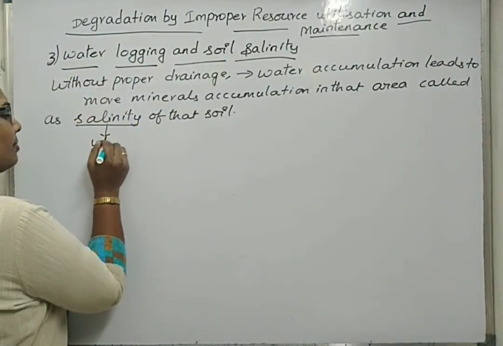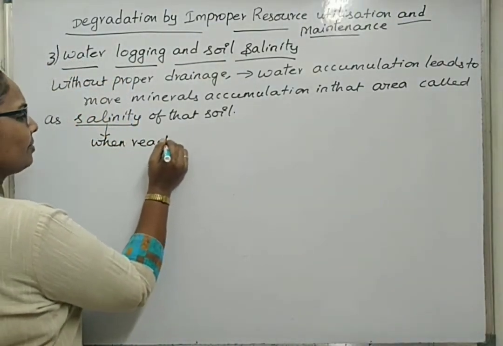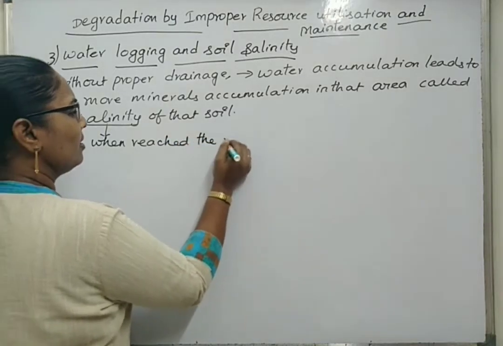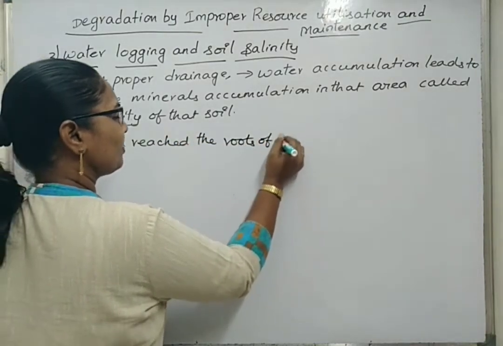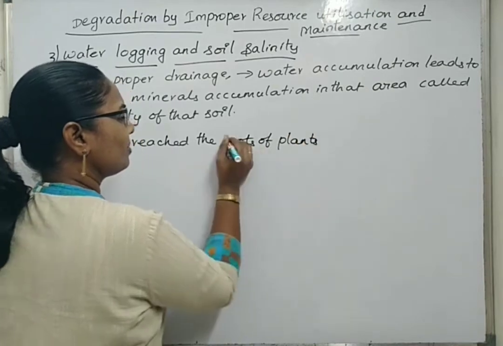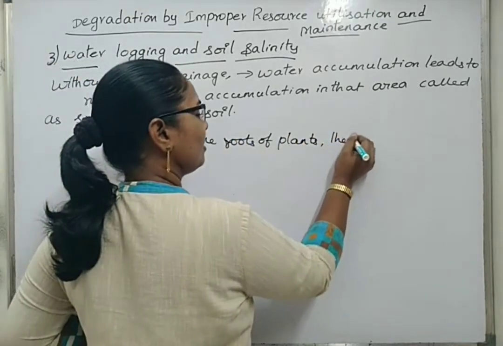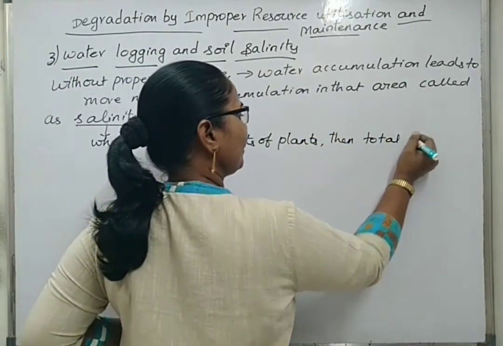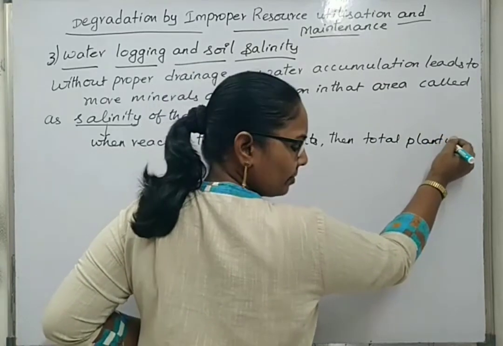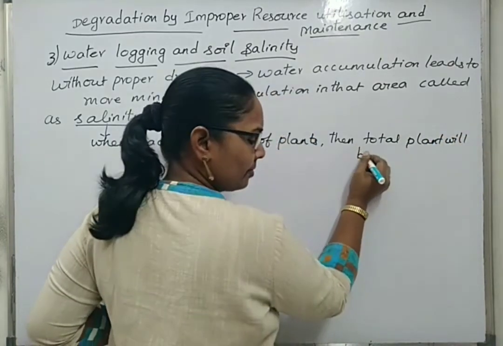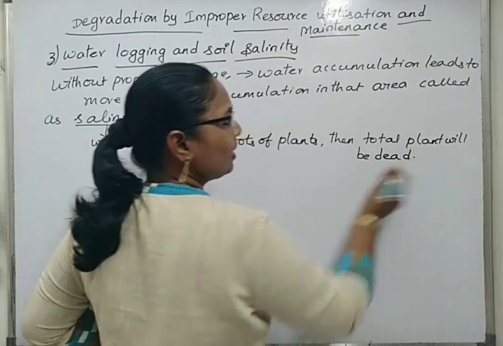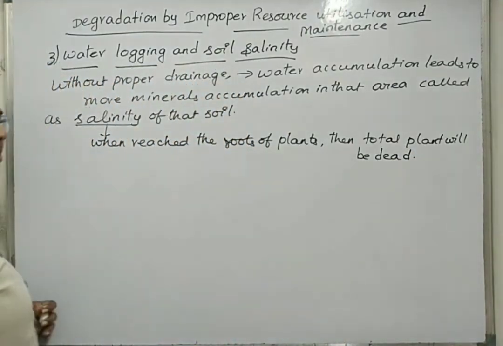When salinity reaches the roots of plants, then the total plant will die. It means that plants cannot grow in salty soil.